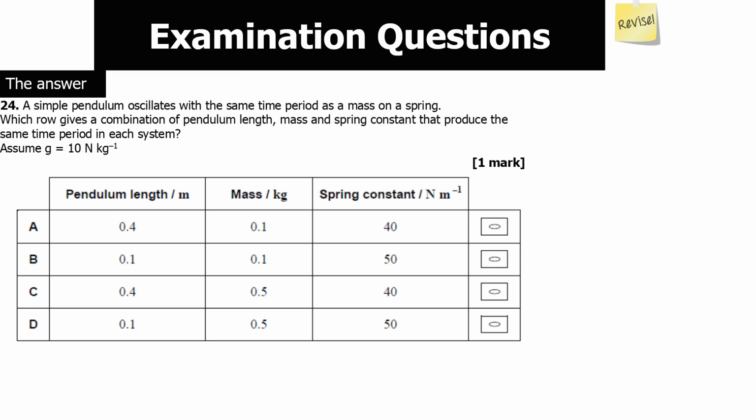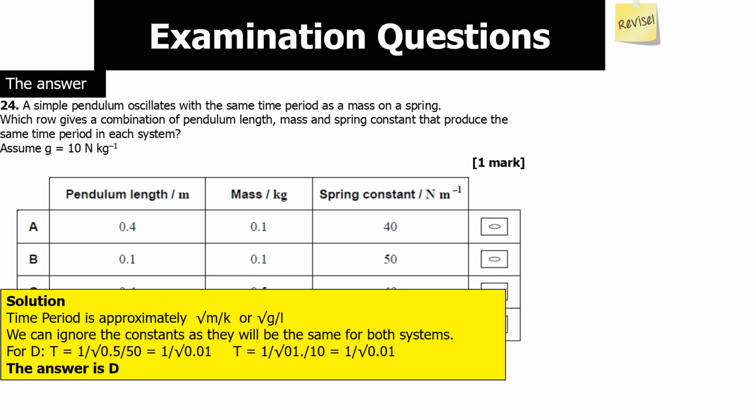Right, so for this one we know that the time period is approximately square root of m over k for a mass on a spring, or square root of L over g for the pendulum. Now we can ignore the constants because they're going to be the same for both systems. So if we work it out for each one, for D, T is 1 over the square root of 0.5 over 50, which is 1 over the square root of 0.01, and the value for the time period for the pendulum is going to be 1 over the square root of 0.1 over 10, so we get 0.01, which is going to give the same value. So the answer is D.